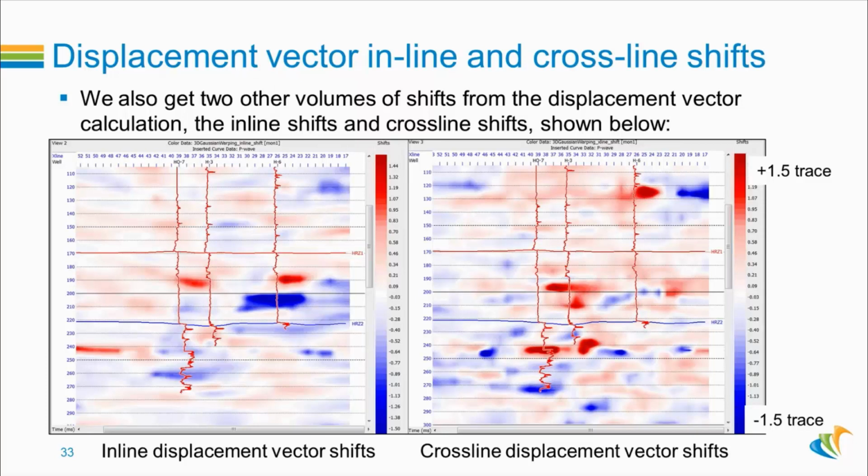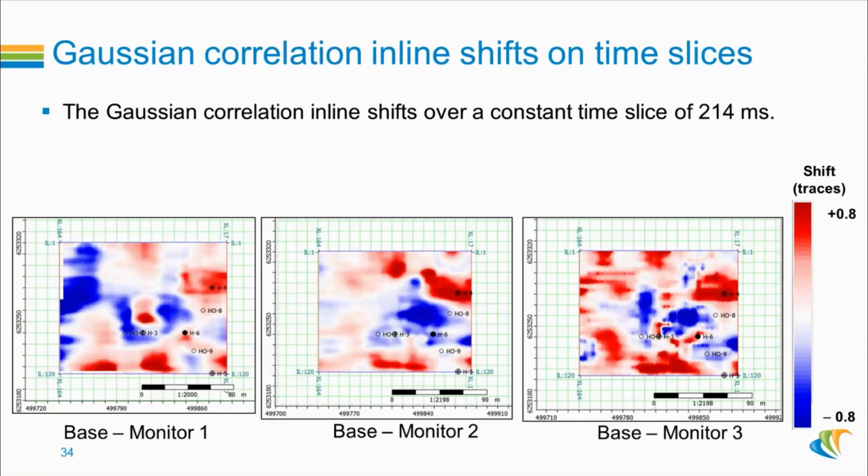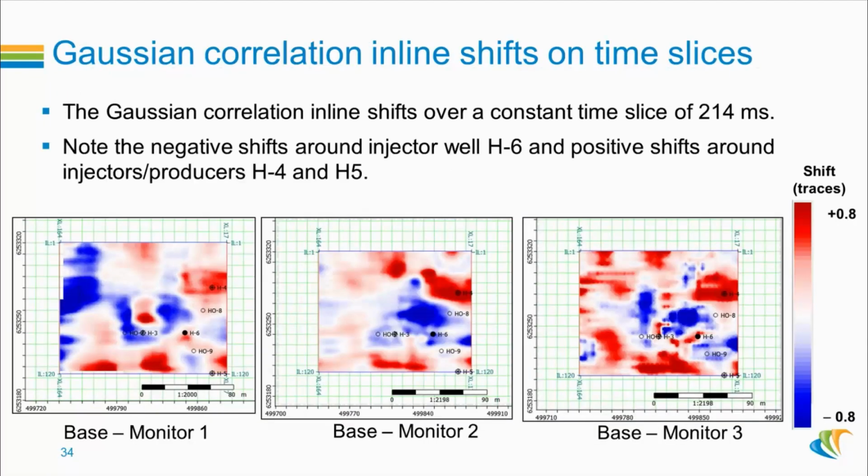Anyway, we looked at the time shifts. We can also get two other volumes of shifts from the displacement vector calculation: the inline shifts and the crossline shifts. Here are the inline vector shifts on the left, and the crossline vector shifts on the right, in terms of incremental traces. They go from plus 1.5 traces in the dark red to minus 1.5 traces in the blue. If we look at the time slice at 214 milliseconds, it looks very interesting.